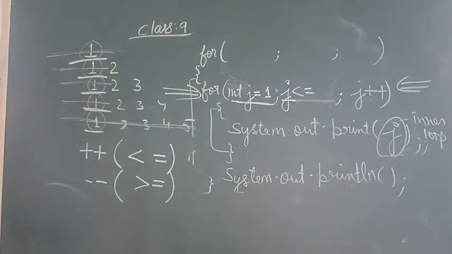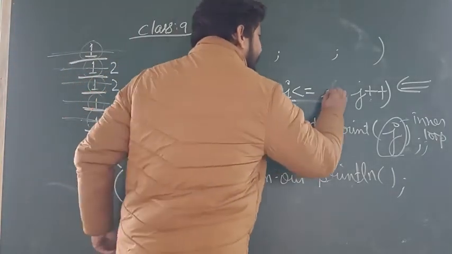I told you already that the outer loop variable is related with the inner loop variable. That can be done only at two places, that is either the initialization or the condition. Here the initialization is filled with 1. So what is left now? Your condition is left. So the condition is i. Here the variable i will come.